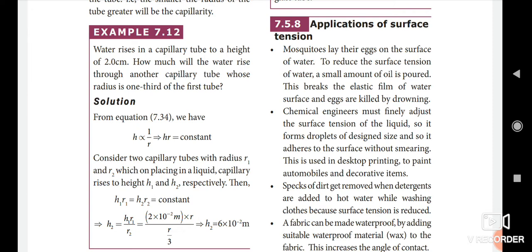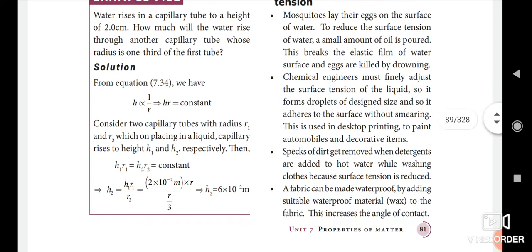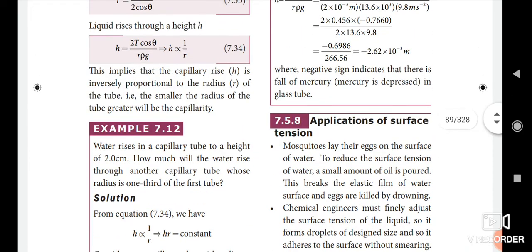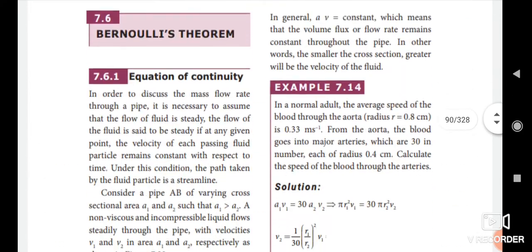The next one: specks of dirt get removed when detergents are added to the hot water while washing cloth, because the surface tension is reduced. Then the last application: a fabric can be made waterproof by adding some suitable waterproof material, that is wax, to the fabric. This increases the angle of contact. So these are the applications of surface tension.